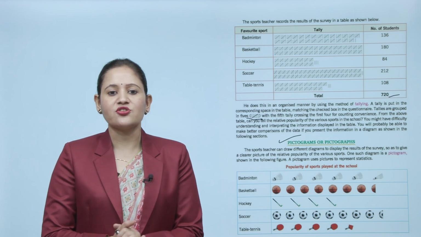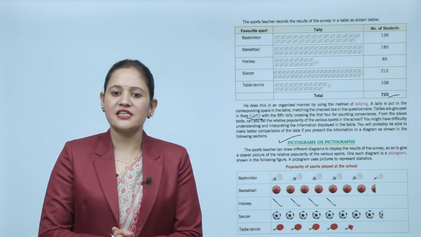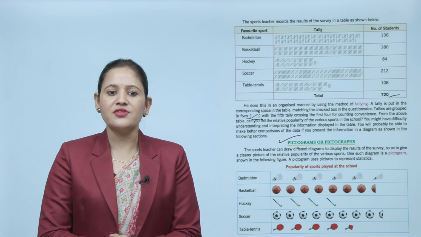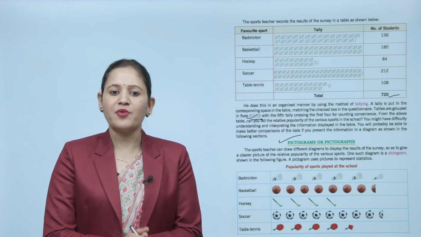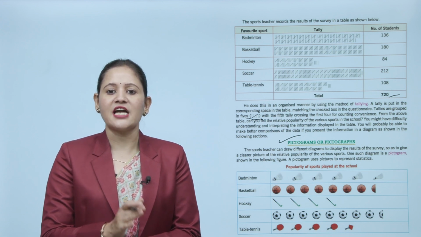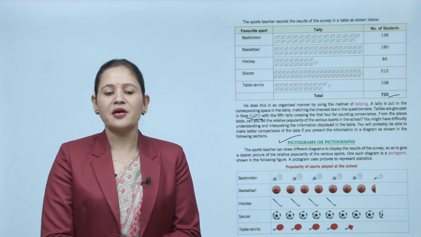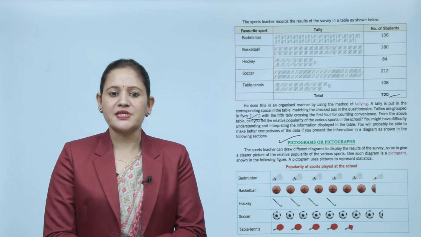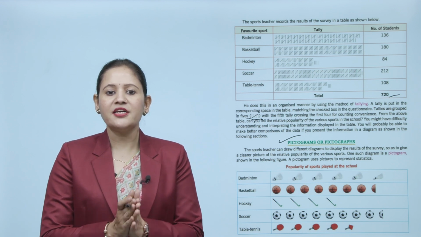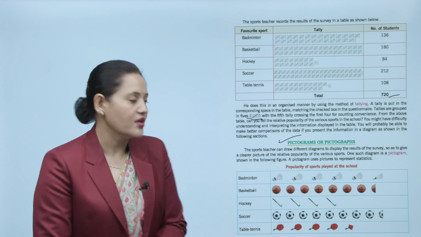The sports teacher can draw different diagrams to display the result of the survey so as to give a clear picture of the relative popularity of the various sports. One such diagram is a pictogram shown in the following figure. The pictogram uses pictures to represent statistics, popularity of sports played at school.